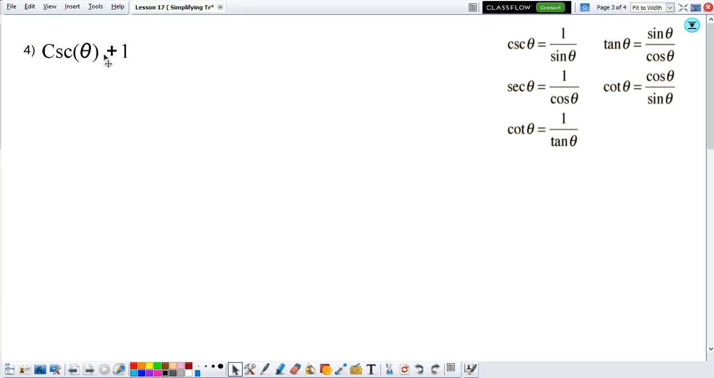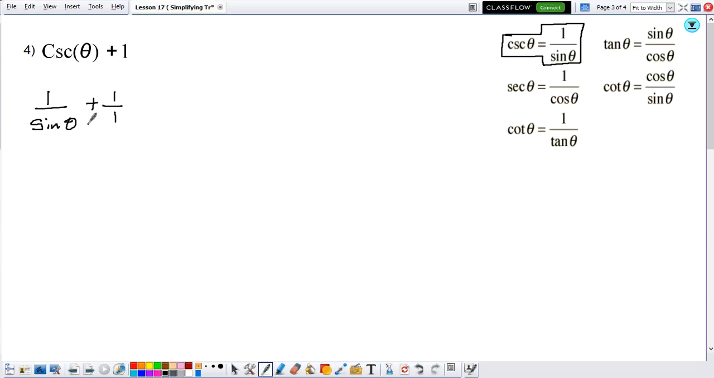But notice that in this example, we're not multiplying, we're actually adding. So we got to think a little bit more this time. But we're still going to use the same strategy. So cosecant, I can rewrite as 1 over sine. I'm still using the same strategy here, which is to try to rewrite everything in terms of sine and cosine. So now we're going to have 1 over sine plus 1. Well, we can rewrite that as 1 over 1.